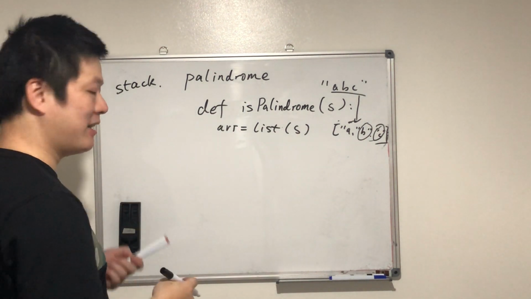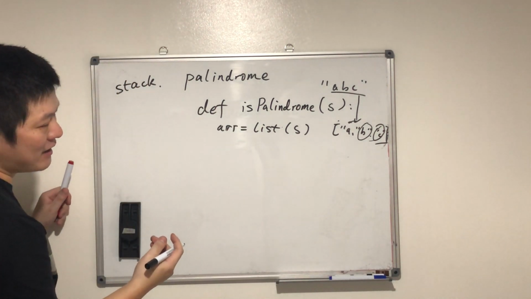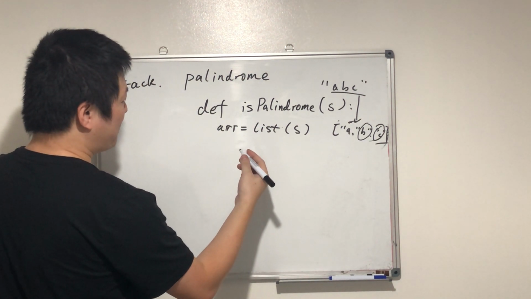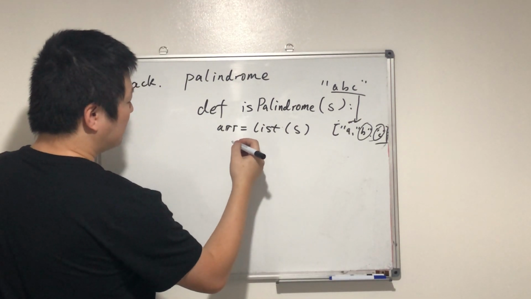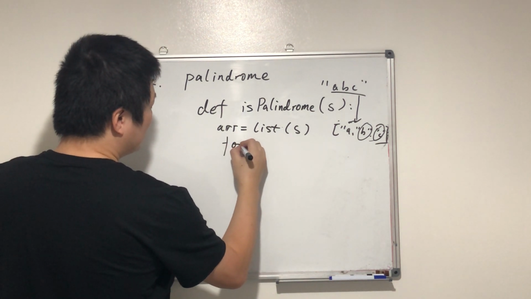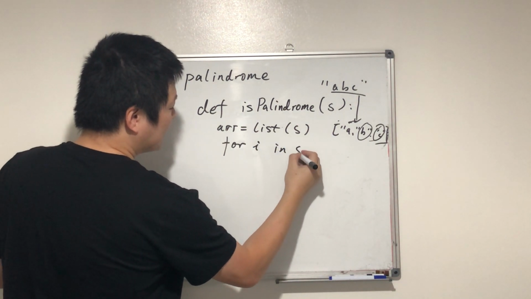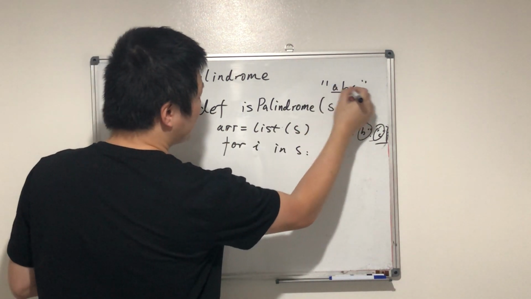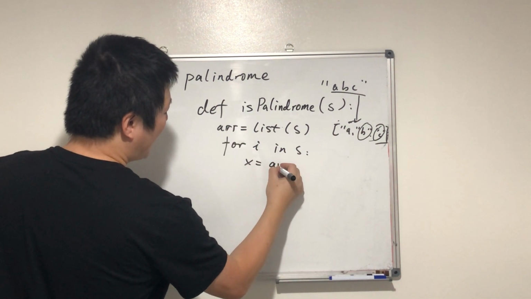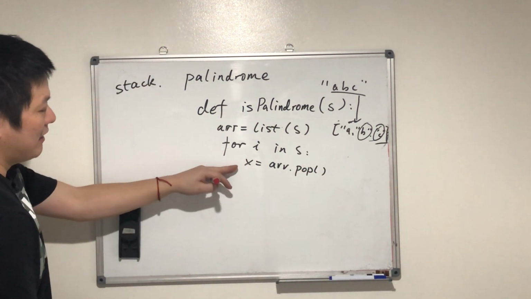ARR just stands for array. So what can we do with it? So we have this, then we have an I. We can say for I in S. So we're iterating from this A, B, C, right? And now we need to take an element from the ARR. ARR dot pop.